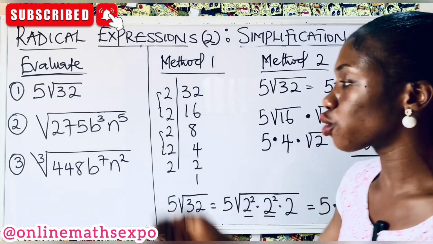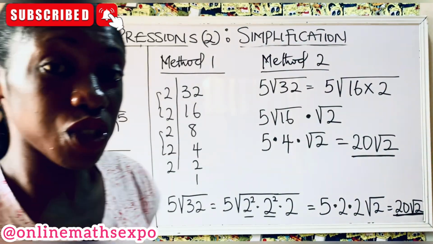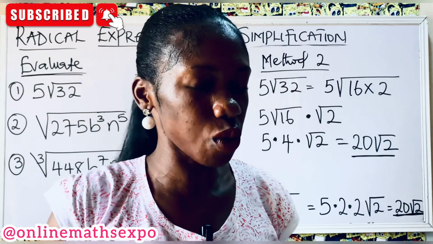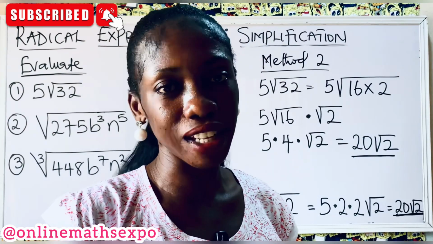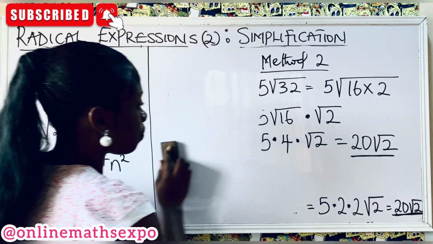Now, for example 2, we are going to be using only one method, okay? The method we use is the first. But if you are familiar with your perfect squares, you are free to use any convenient method. Now let's go into example 2.